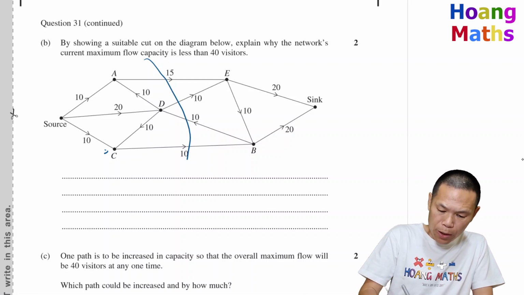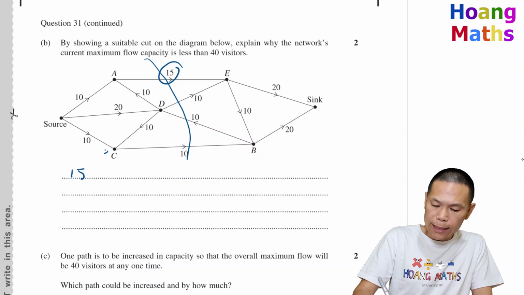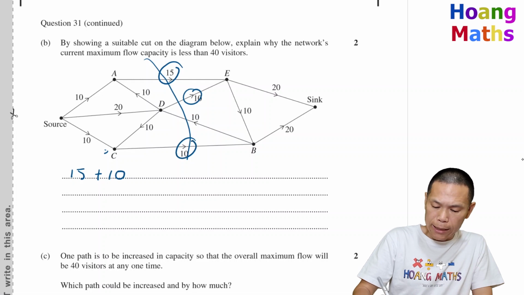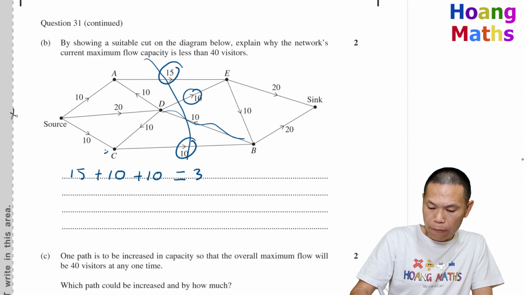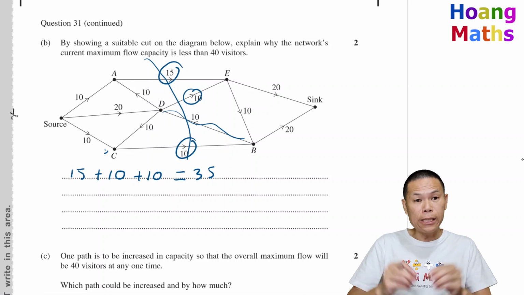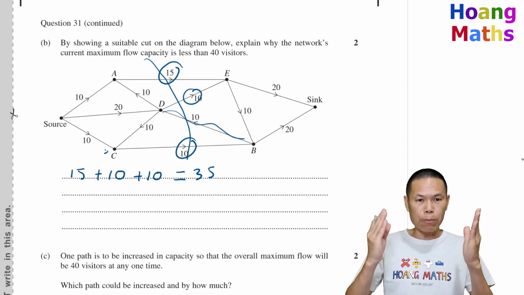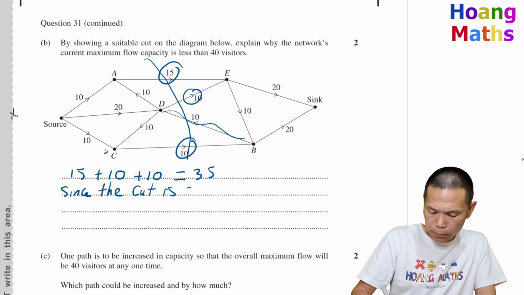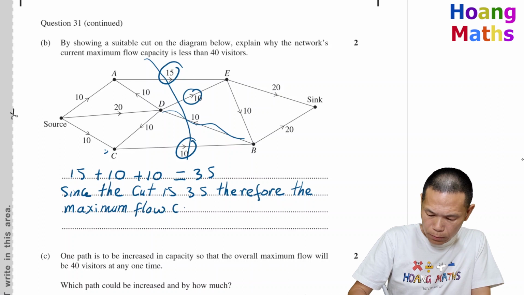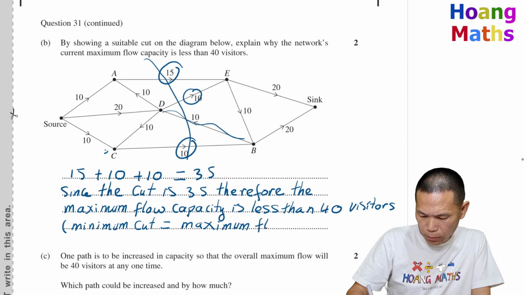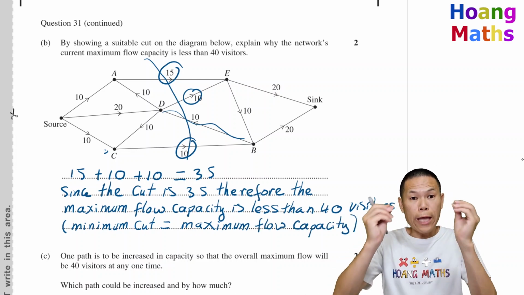So we just add them up. 15, so this is a cut, and this is a cut, and this is a cut as well, and this is not a cut. That will give me 35 visitors. So we know that the maximum flow capacity must be less than 40. Keep that in mind. We need to explain why, so let me write this down. There you go.